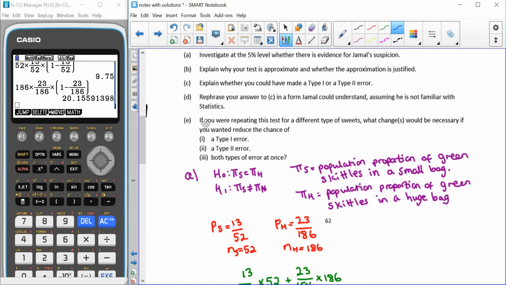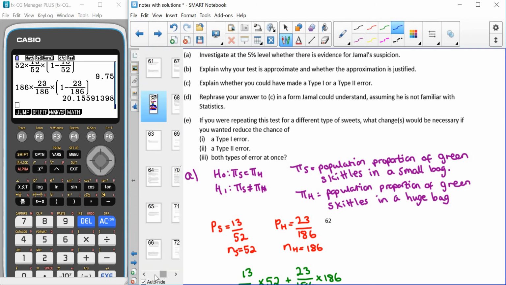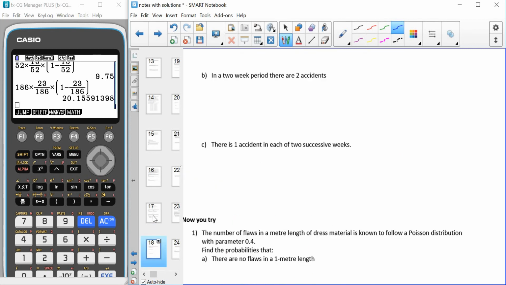The last part from this one, if we were to repeat the test for a different type of sweets, what change or changes would be necessary if we wanted to: i, reduce a type 1 error, ii, reduce a type 2 error, and iii, reduce both types of errors at once. So this is going back to thinking about when we looked at power. If I can just skip back to that and find out which page we were on.